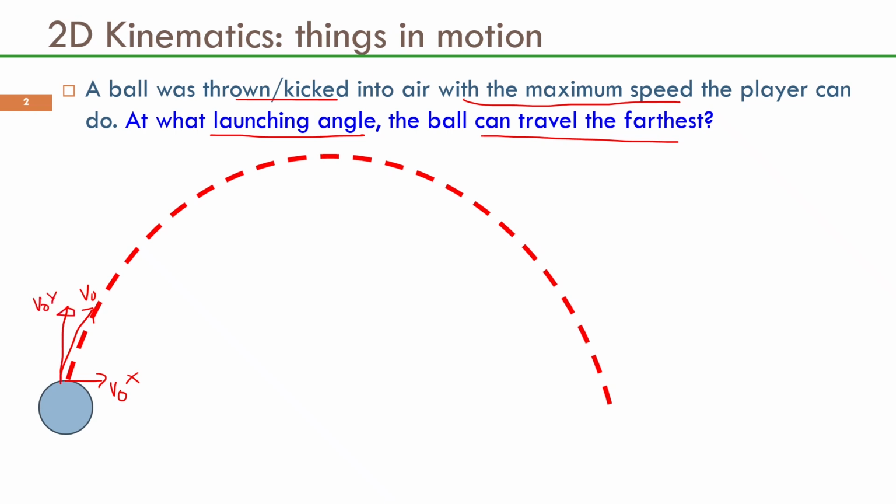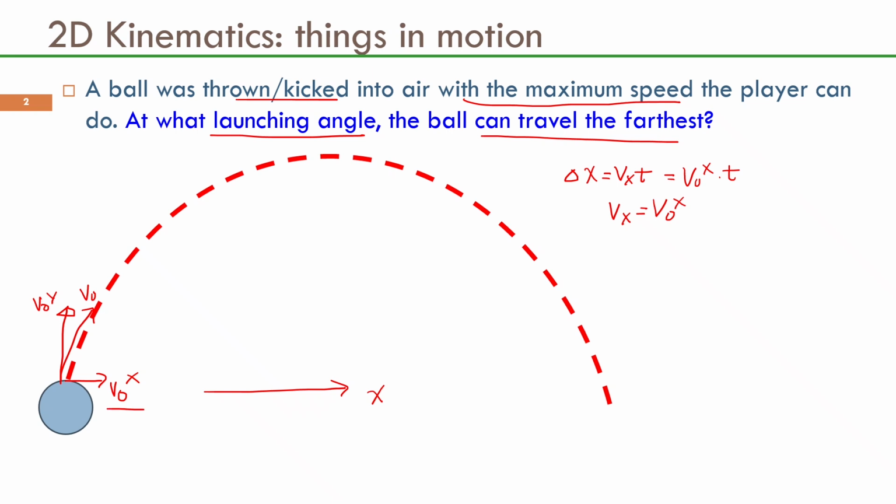Along the horizontal direction, we know the ball has constant velocity motion. In other words, my range x equals vx times t. And because it's constant velocity, my vx equals v0x. So my range is basically v0x times t. And from the launch angle, I can actually find my horizontal velocity.